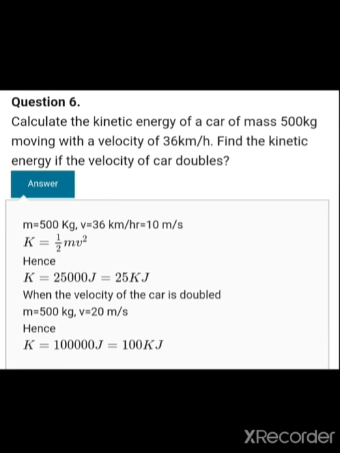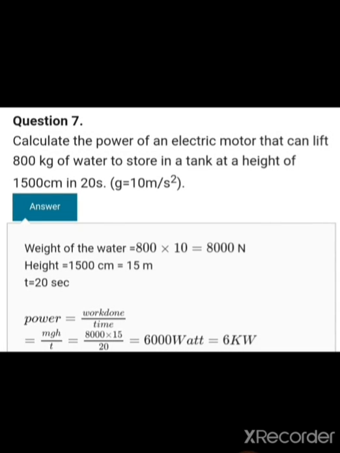Now we have the next question, that is, calculate the power. Now we have the problem related to power. Calculate the power of an electric motor that can lift 800 kilogram of water. Mass is given to us, 800 kilogram. Height is given to us in centimeter, in 20 seconds. So first of all, we will convert the height into meters, because we have to take the SI system of units.